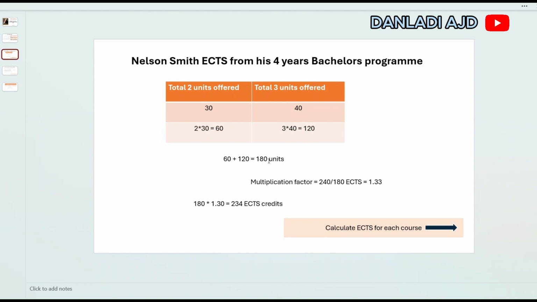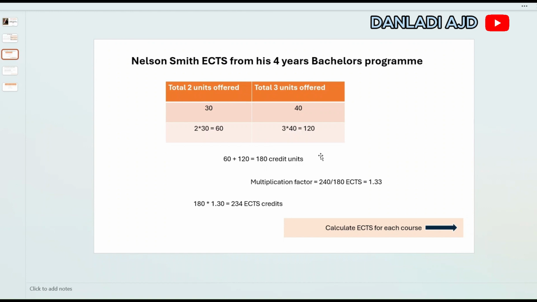Now, if you add them, you see that for the entirety of his bachelor's degree program, he obtained 180 credit units.